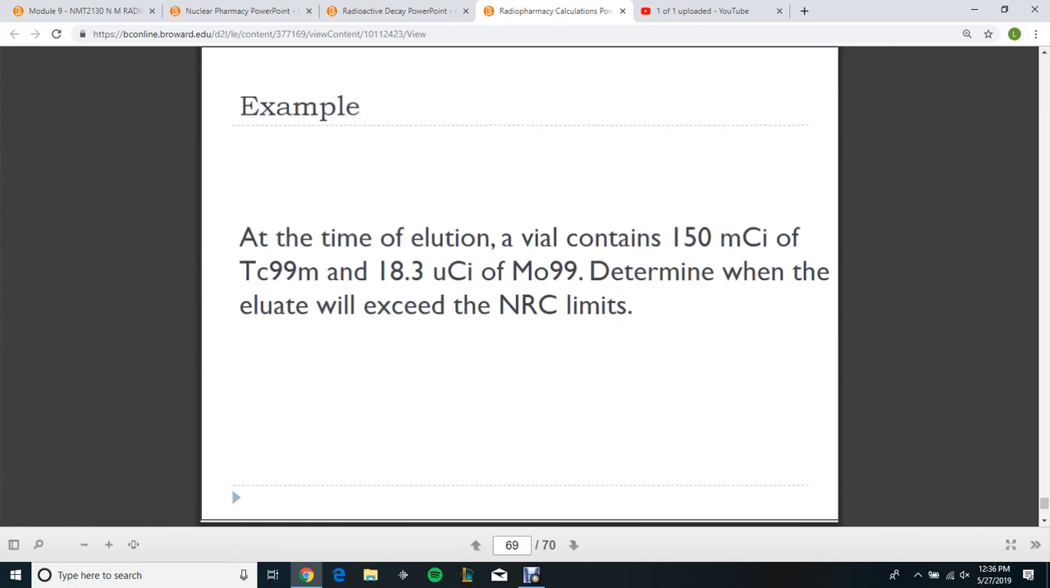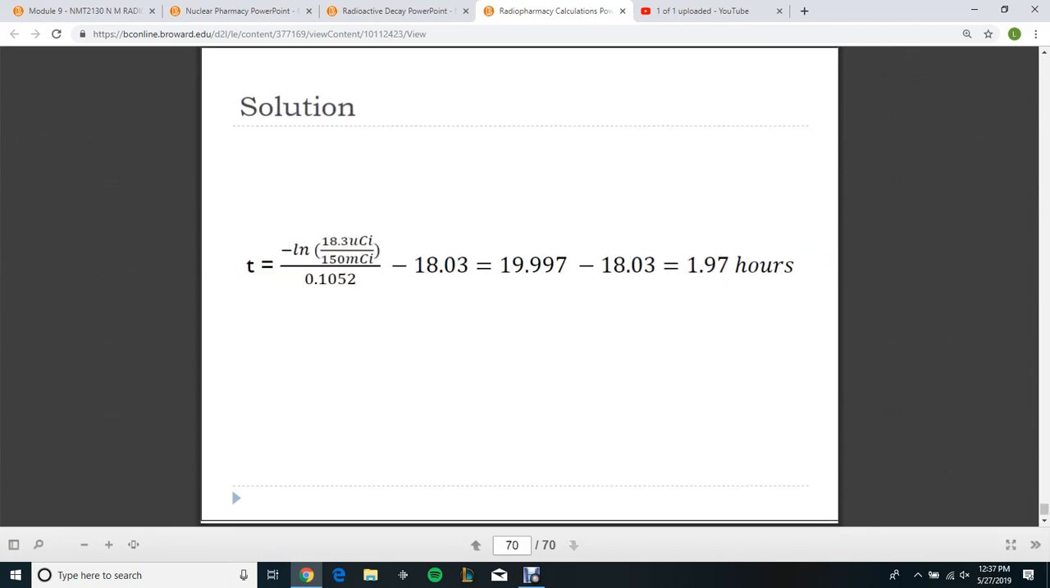So at the time of the elution, a vial contains 150 millicuries of technetium-99m and 18.3 microcuries of Moly. Determine when the eluate will exceed the NRC limits.